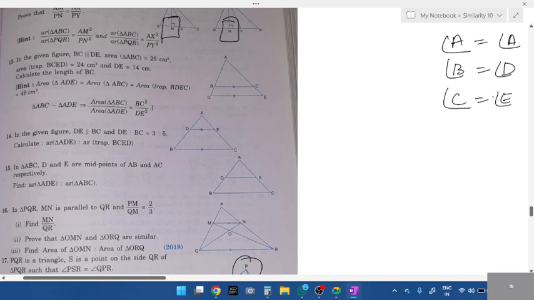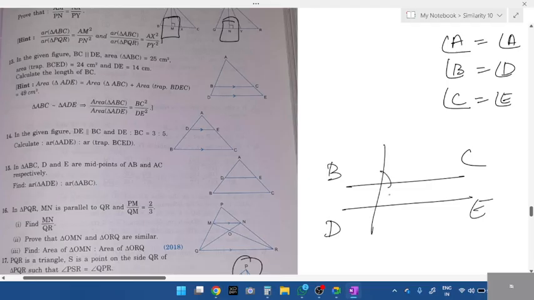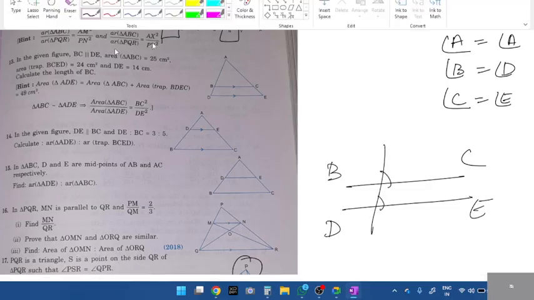Is this clear? Corresponding, right? Like this is B, this is C. This is D, this is E. If they are parallel, it is corresponding. These two are corresponding. Next.